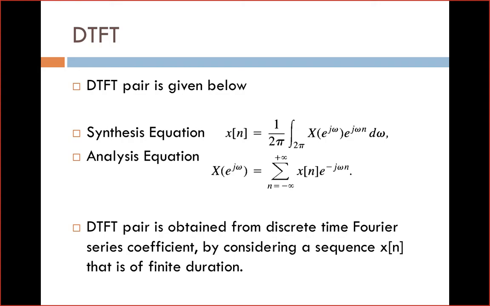When we are discussing the discrete time Fourier transform, we need to know the DTFT pair, that is the analysis and synthesis equations. The analysis equation is used to take the discrete time Fourier transform of a given sequence x of n, and the synthesis equation is used to recover, or take the inverse DTFT, of the DTFT of the given sequence, X of e power j omega.